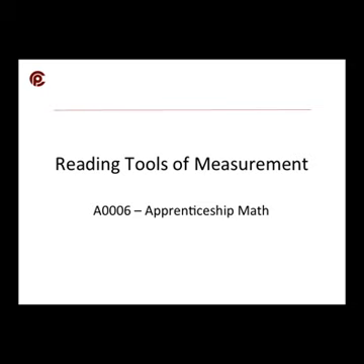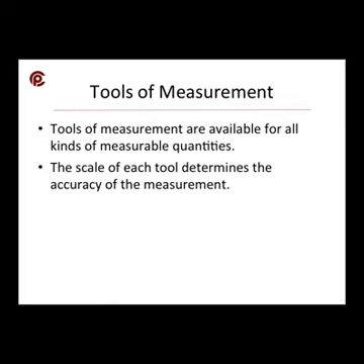One of the most often things you're going to do in the trades is to read a tool of measure. By tools of measure, we mean meters, gauges, and any other thing that you take a measurement with. Tools of measurement are available for all kinds of measurable quantities, for example, length, distance, volume, speed. The scale of each tool of measure determines the accuracy of the measurement. In other words, the larger the scale, the less accurate the measurement. The smaller the scale, the more accurate the measurement.